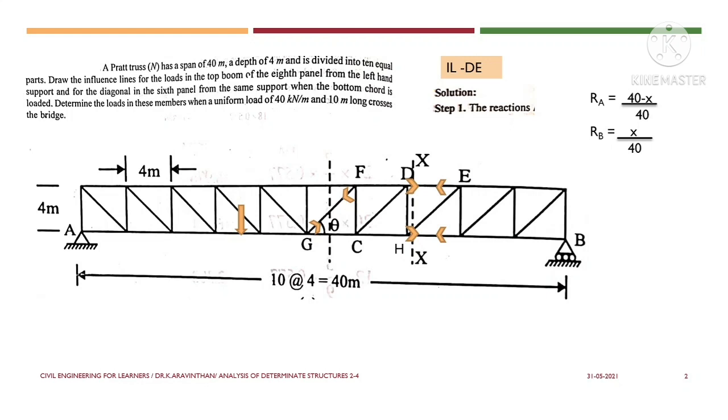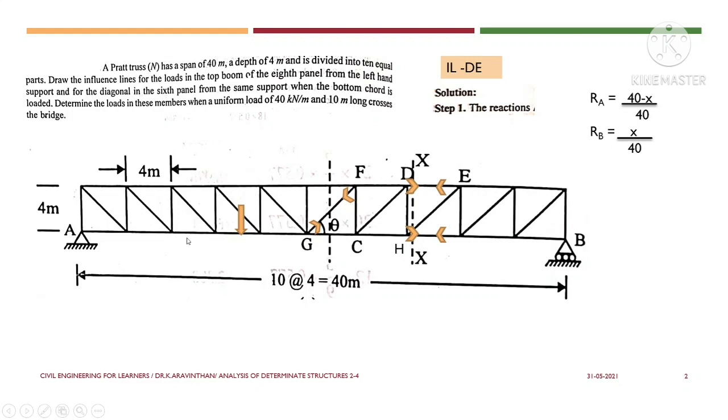A Pratt truss has a span of 40 meter. This is the pattern of Pratt truss. The supports A and B, one is a hinged end and the other is a roller end, hence it is termed a determinate structure. In between you have a truss. Each and every bay of the truss is 4 meter, hence it is a 40 meter span.